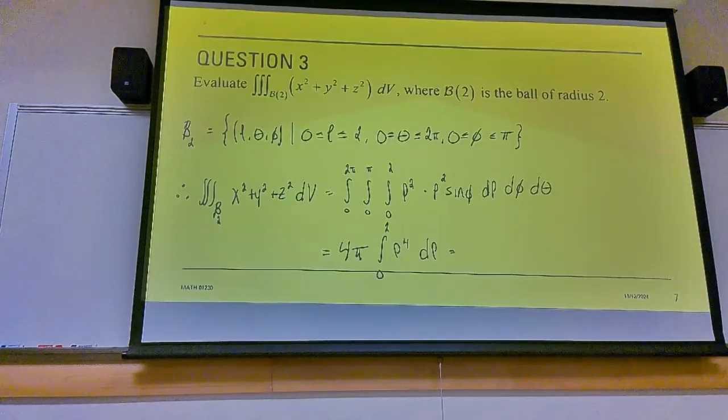One-fifth r to the fifth, evaluated from 0 to 2. Which is what? 32 over 5. 32 fifths. Multiply that by 4. What do you get? 128. So 128 pi over 5.